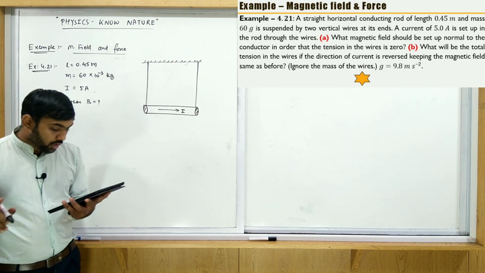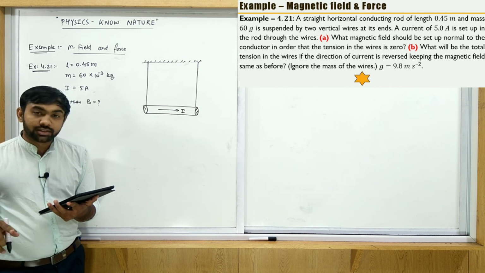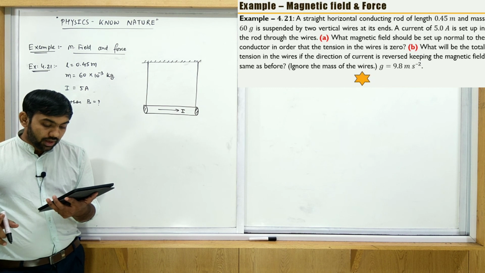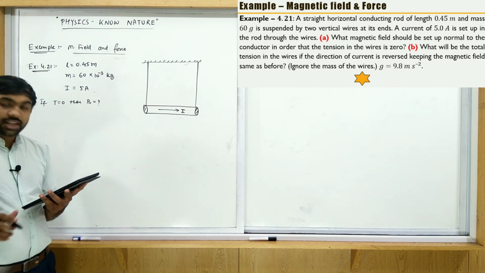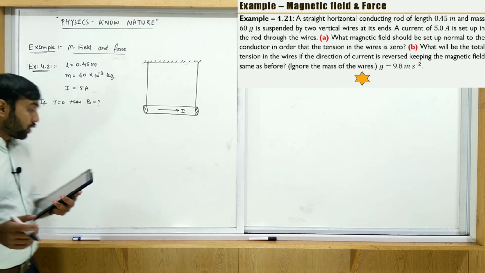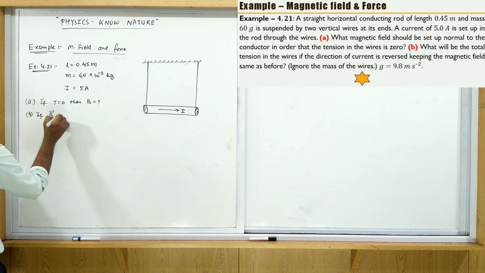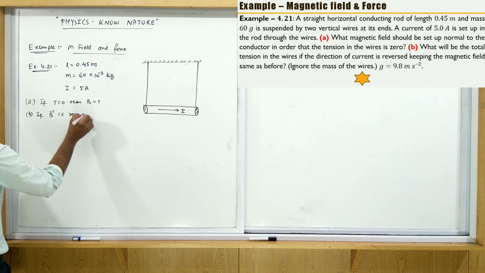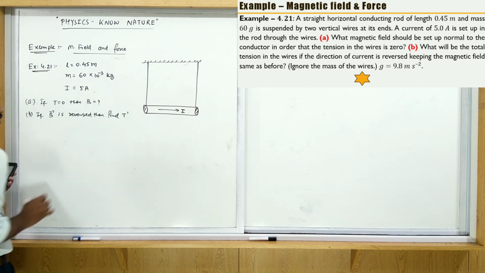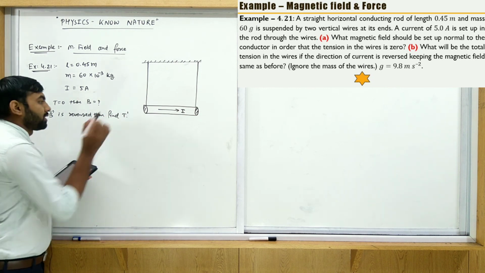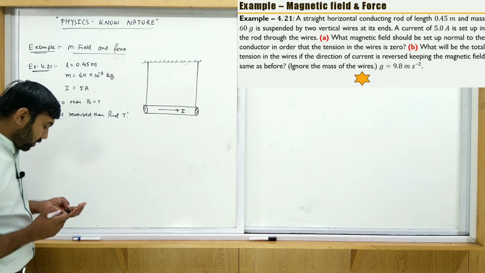Now, what will be the total tension in the wires if the direction of the current is reversed, keeping the magnitude of the field the same as before? Ignore the masses of the wires and take g is equal to 9.8. So here the second problem is what? If the current is reversed, then find the new tension in the wires. Suppose we write it as T dash. So this type of situation is given to us.